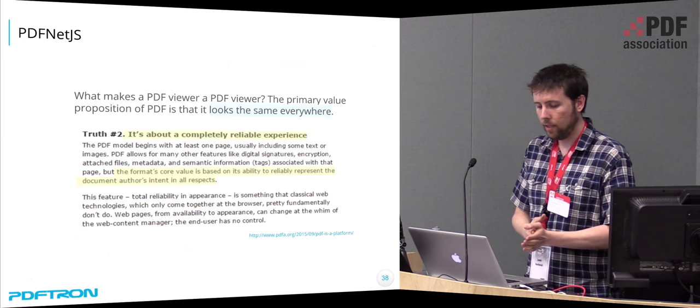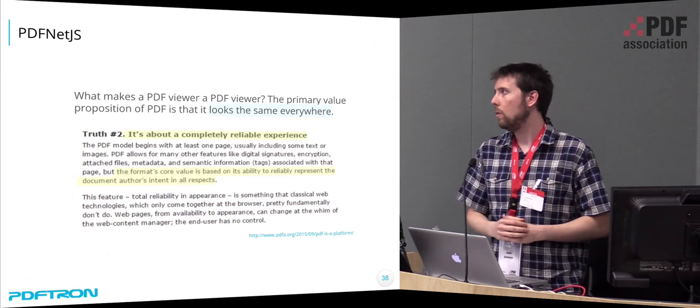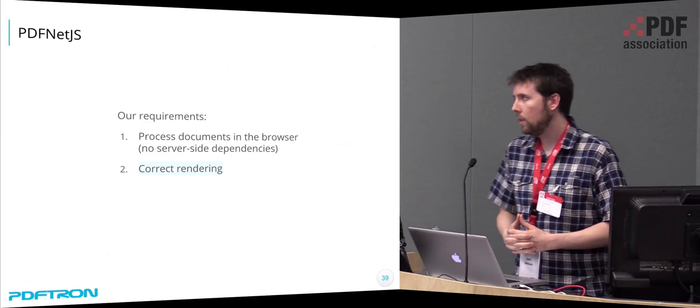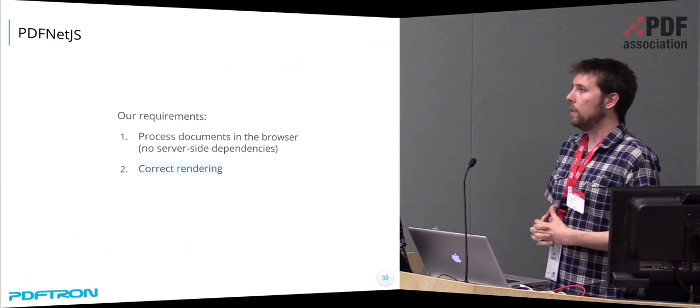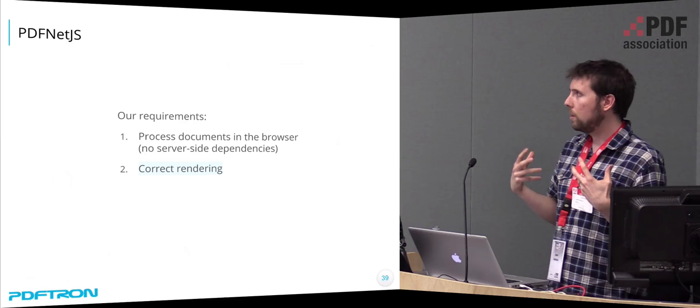And the more we looked at it, the more we saw that we just weren't going to be able to achieve this using Canvas. So we didn't think that our customers would find this acceptable, and it certainly wasn't acceptable to us. So back to our requirements, something that we really now needed to be very aware of is we wanted to create something with absolutely correct rendering. So how can we do this? We want to render PDF in the browser. We want to have no server-side dependencies for all this, and we need to have absolutely correct rendering.